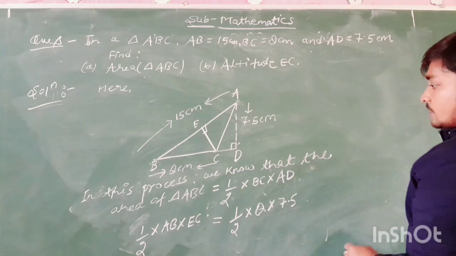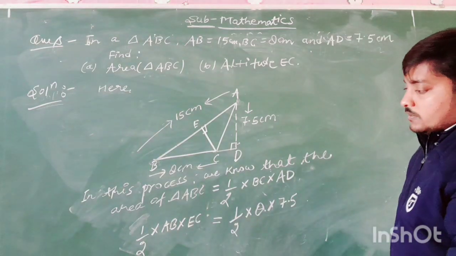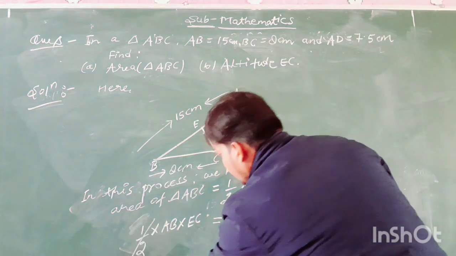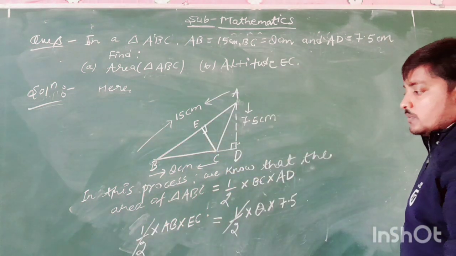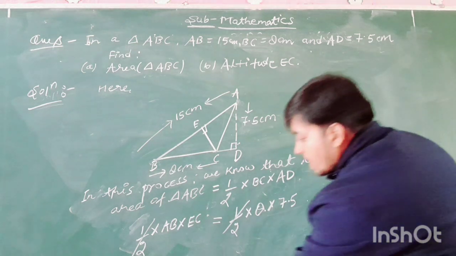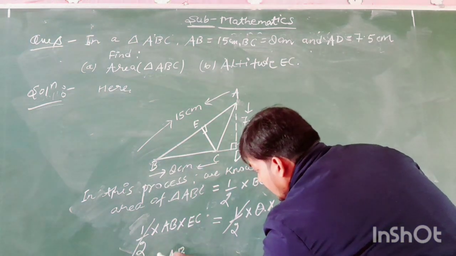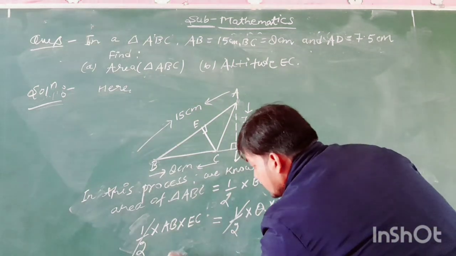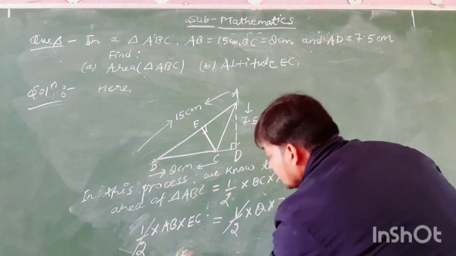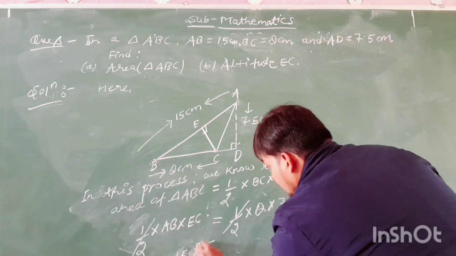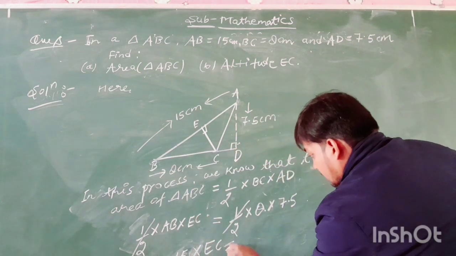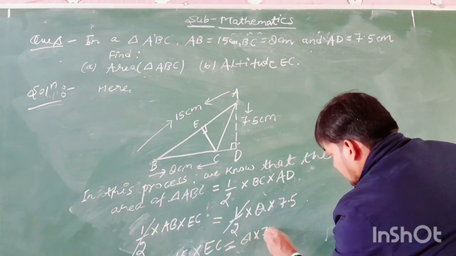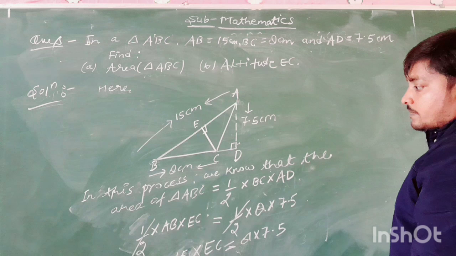So 1 by 2 and 1 by 2 are cancelled out from both sides, and we get AB, which is equal to 15 centimeter, into EC, which is equal to 8 into 7.5.